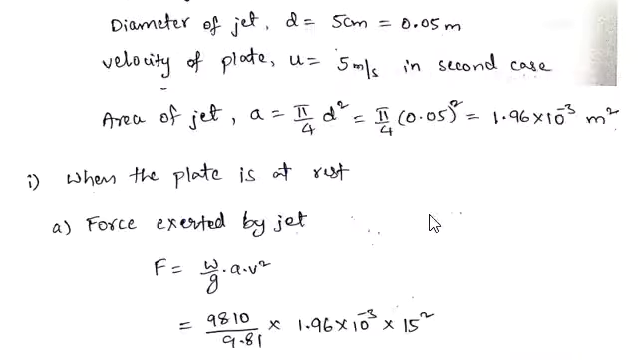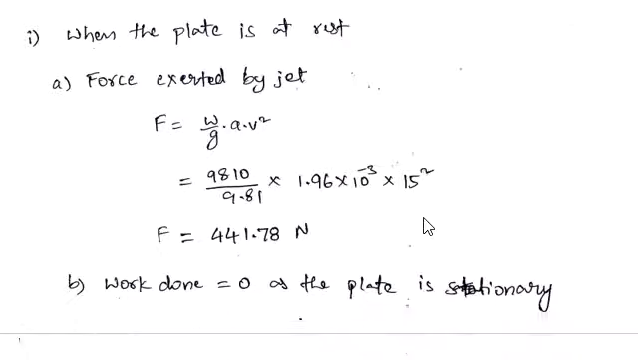So if you see the first one, when the plate is at rest, force exerted by the jet is given by the formula F is equals to W by G into A into V square. So it is the force exerted by the jet on a flat vertical plate when the plate is at rest or fixed plate. So if you substitute that, it's a jet of water, so for water the specific weight is 9810 Newton per meter cube. And G is acceleration due to gravity.